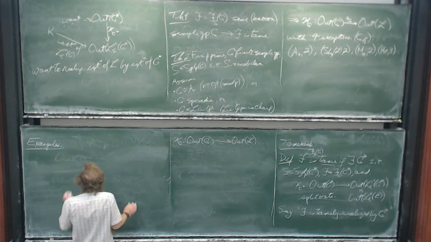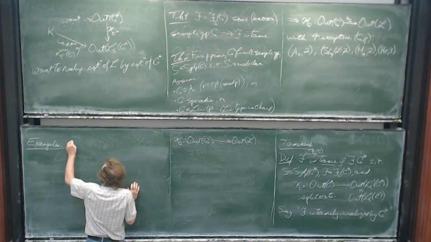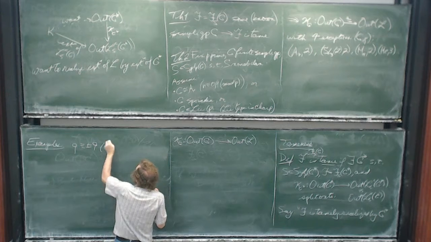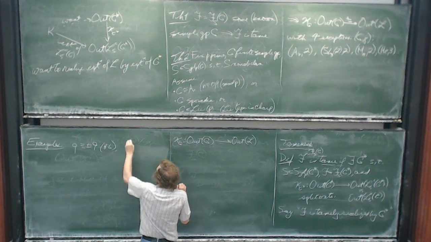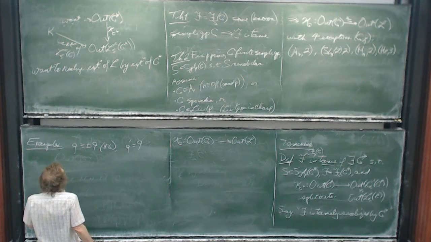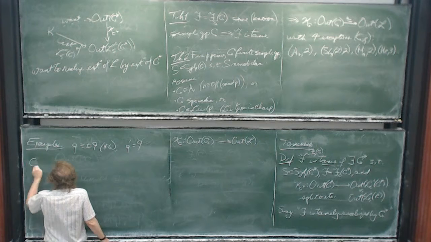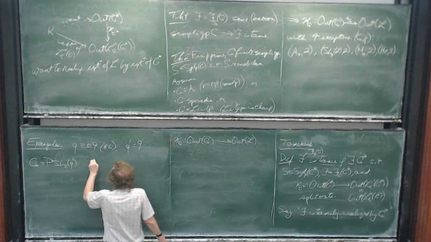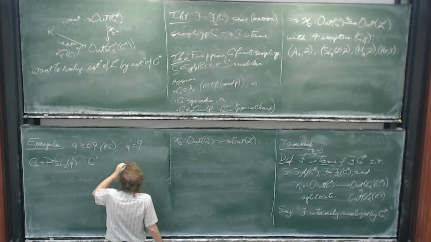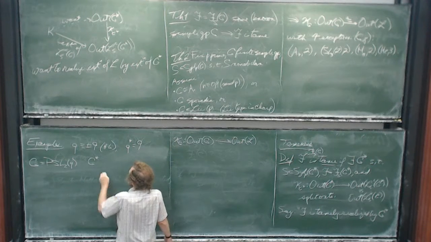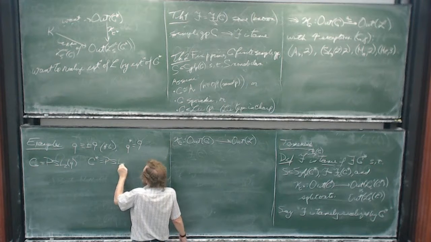So the simplest example is the case, let's take q equal to 16, and I'll take q prime to be 9, and G to be PSL2(q). G prime, or well, I'll be consistent with earlier notation, G star is PSL2(q star).